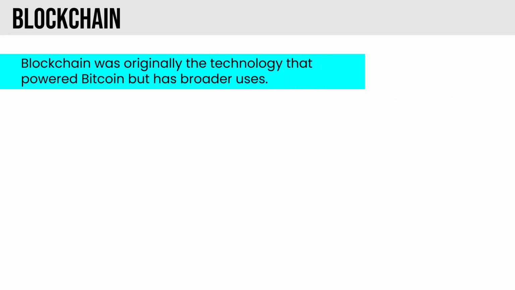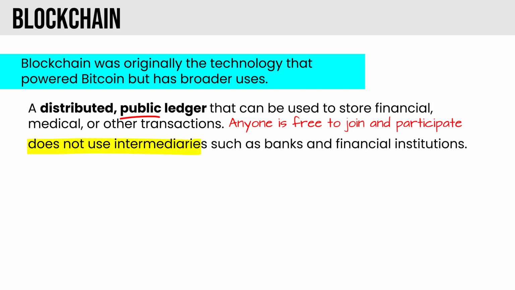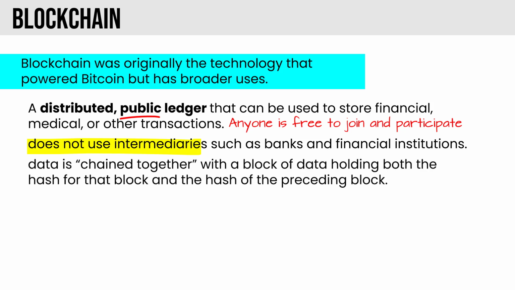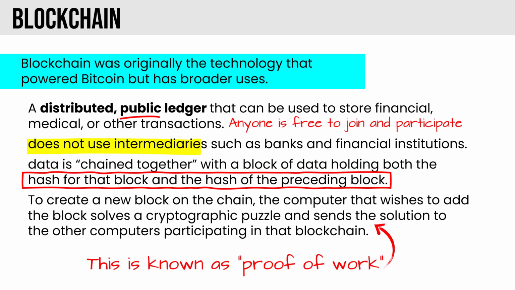Blockchain is listed on your exam objectives, and blockchain was originally the technology that powered Bitcoin, but it has broader uses. Blockchain is a distributed public ledger that can be used to store financial, medical, or other transactions. Anyone is free to join and participate. It doesn't use intermediaries such as banks and financial institutions. And data is chained together with a block of data holding both the hash for that block and the hash of the preceding block. To create a new block on the chain, the computer that wishes to add the block solves a cryptographic puzzle and sends the solution to the other computers participating in that blockchain. This is known as proof of work.